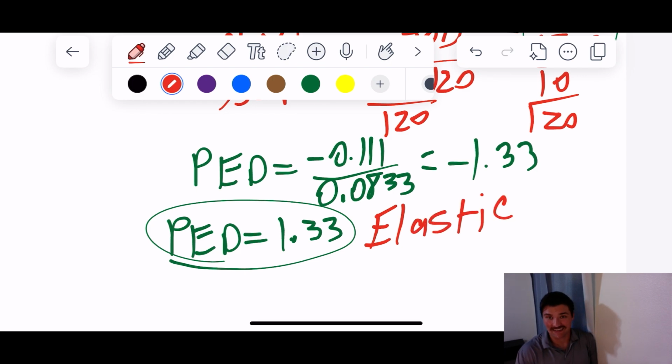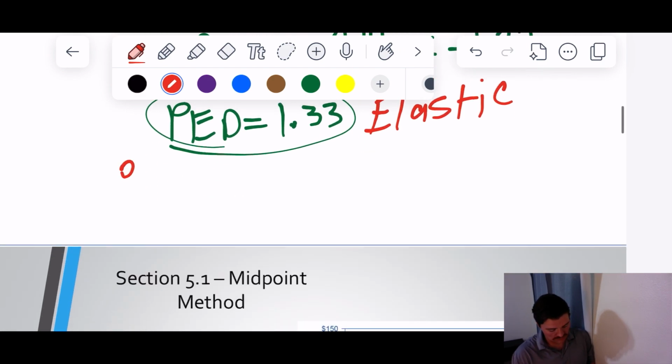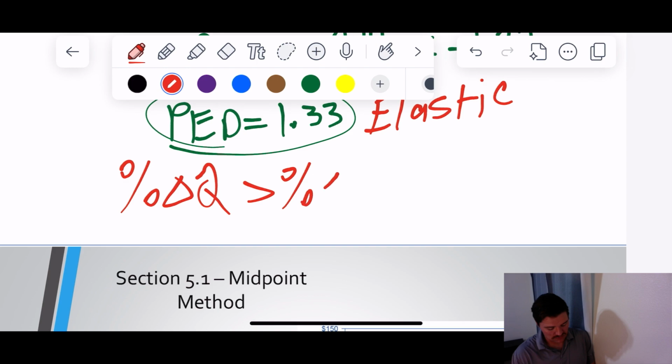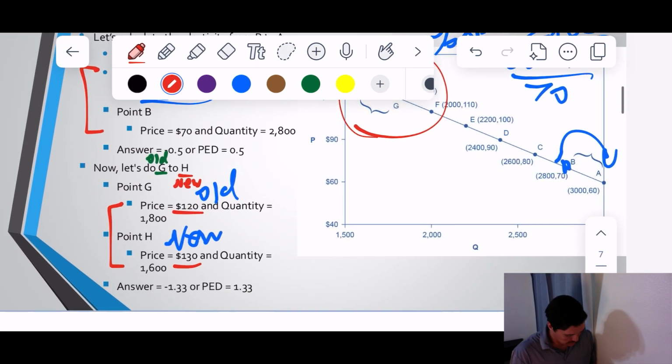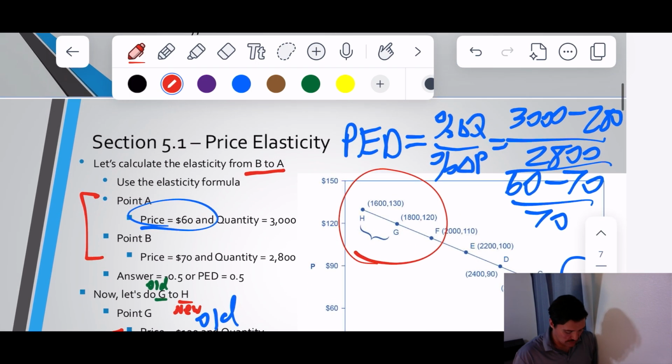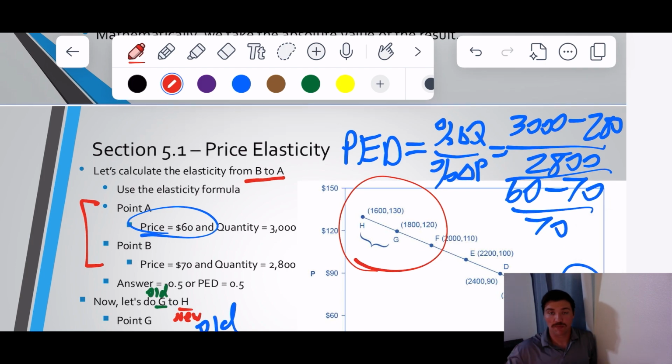And the reason this is elastic is because it's greater than 1. Greater than 1 is showing us that the percent change in quantity is more than the percent change in price. People are more sensitive to price changes here. Okay, it is elastic. So that is how we do the calculation. Again, the main thing to remember: it's quantity on top always, and it's new minus old divided by old.